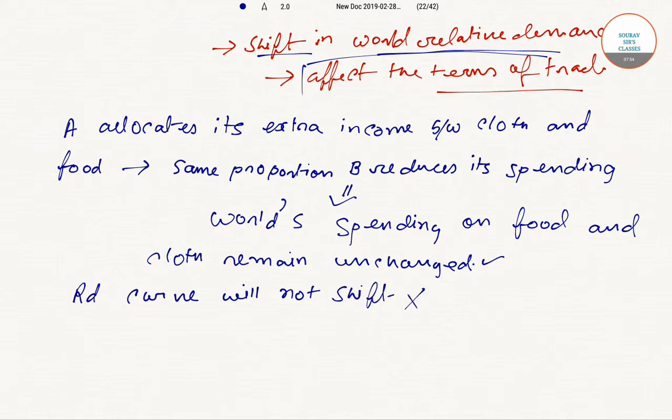What happens if A and B do not allocate their change in spending in the same proportion? However, there will be a terms of trade effect. The direction of the effect will depend on the difference in A's and B's spending patterns. Suppose A allocates a higher proportion of a marginal shift in expenditure to clothes than B does. This means A has a higher marginal propensity to spend on clothes than B.